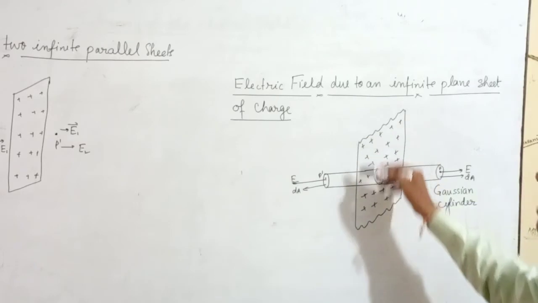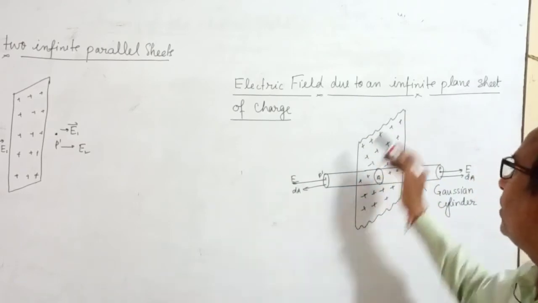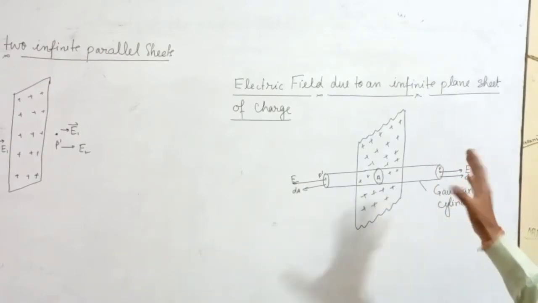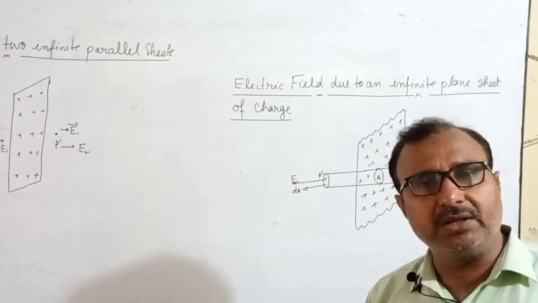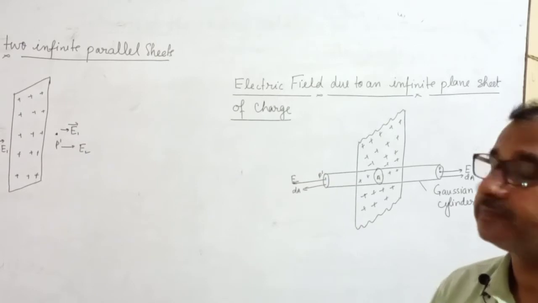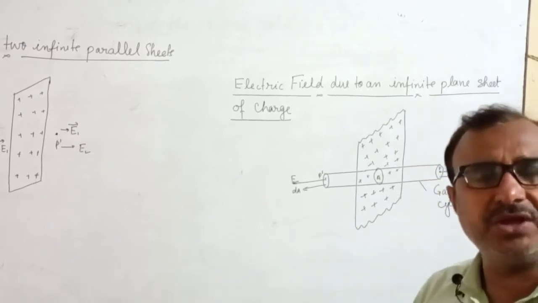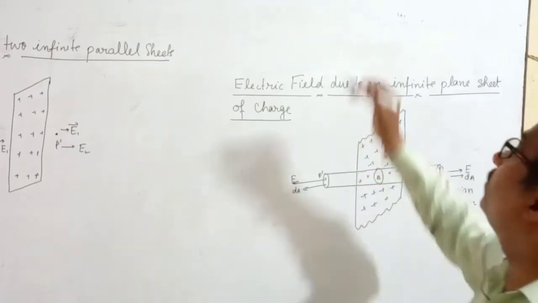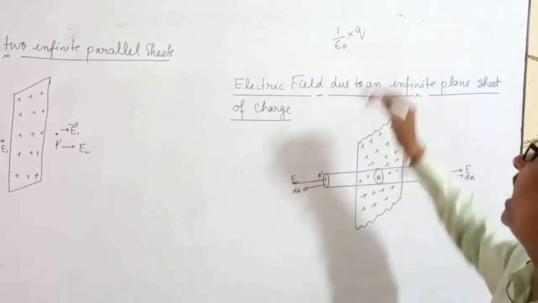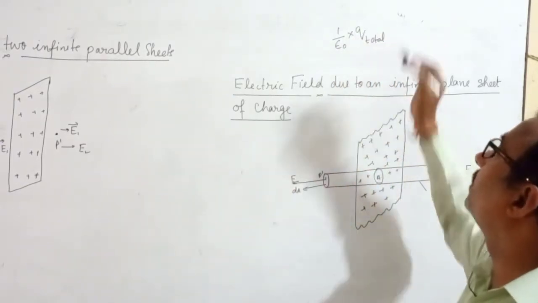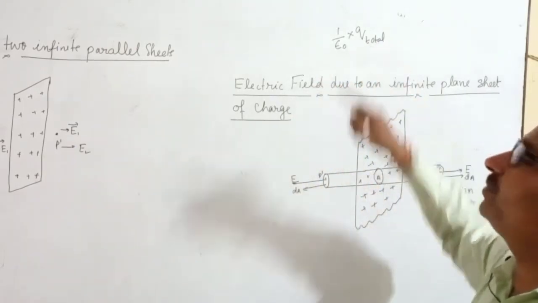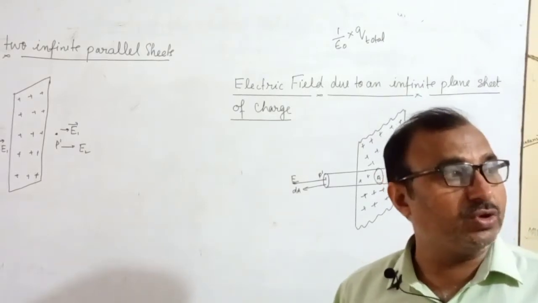You have an infinite plane sheet of charge. Due to that, you have to find out the intensity of electric field. As you all know, these all are in Gauss theorem. What is Gauss theorem? Electric flux passing through any closed surface is 1 upon epsilon 0 times the total charge enclosed by the surface.